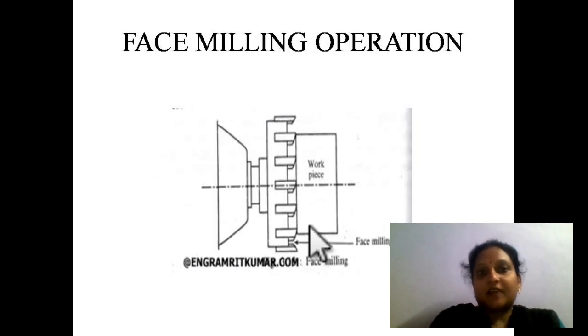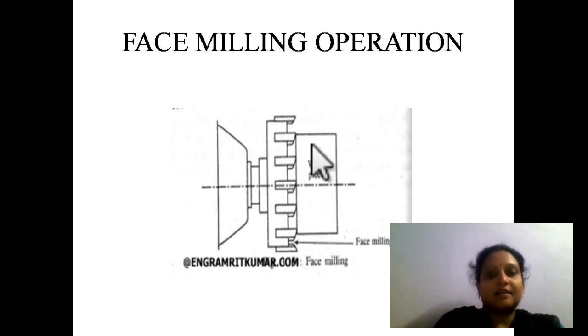Next one is face milling. In case of face milling, wherever you need to make a surface finish for a component or wherever you want to remove the material on the workpiece in horizontal direction, in those cases we use a face milling operation. So this is the cutting tool with multiple cutting points and this is the workpiece. The cutting tool will rotate on the workpiece and it will produce a machined surface, a face with a good surface finish.